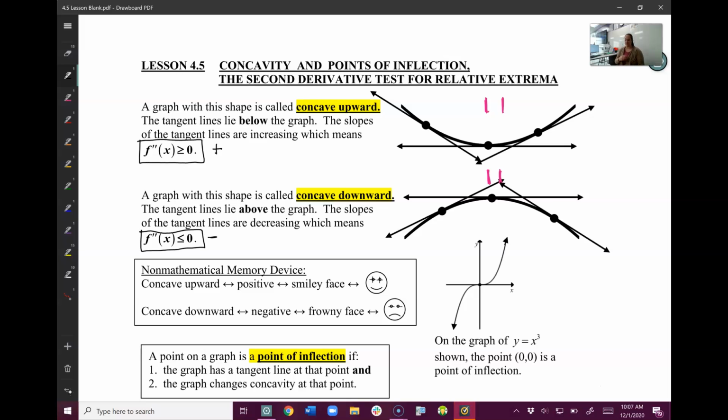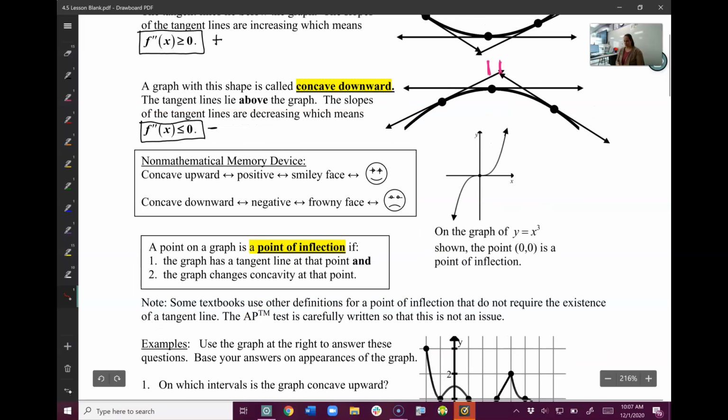That's concave down. Now, one other thing to notice on this, at the bottom of your concave up, you usually have a minimum. And if it's concave down, at the top of your concave down, you usually have a maximum. So here's your little memory device, the smiley face and the frowny face. Concave up is positive, so smiley. Concave down is negative, so it's a frowny.